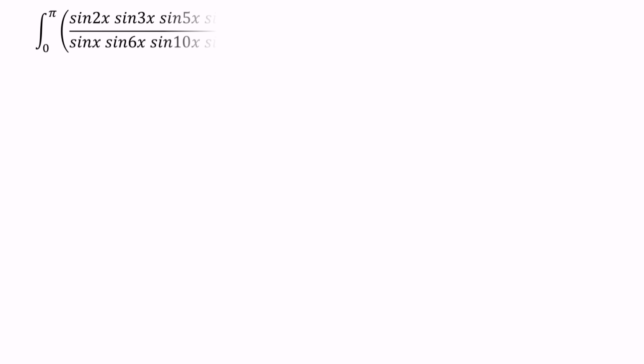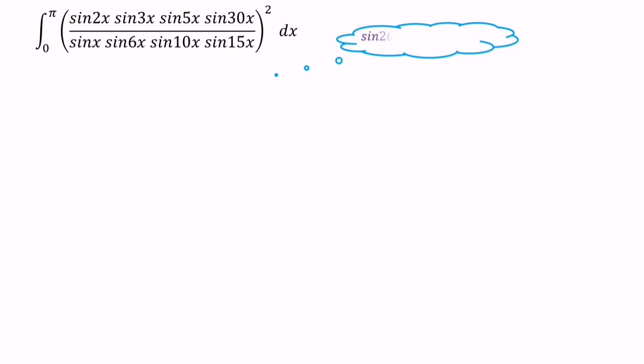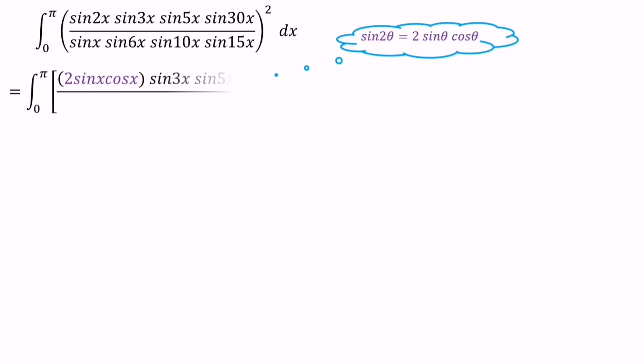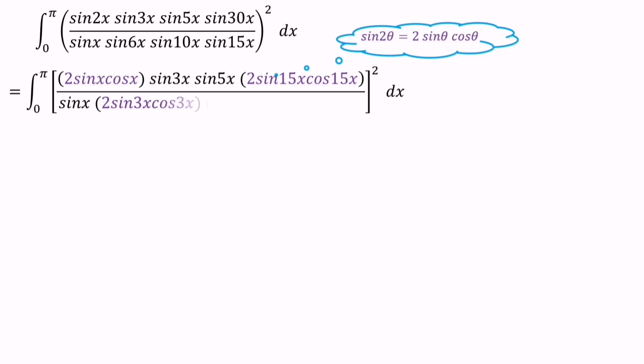To simplify these trigonometry terms, we can use the double angle formula of sin 2 theta. We know sin 2 theta equals 2 sin theta cos theta. So sin 2x we can write as 2 sin x cos x. Similarly, sin 30x we can write as 2 sin 15x cos 15x, sin 6x as 2 sin 3x cos 3x, and sin 10x as 2 sin 5x cos 5x.